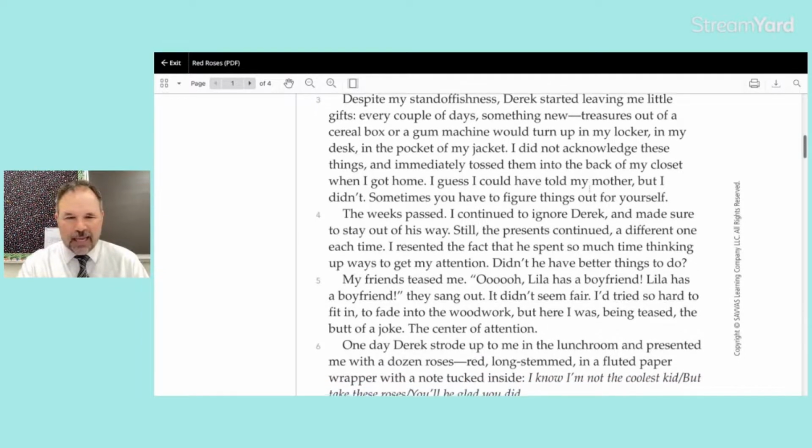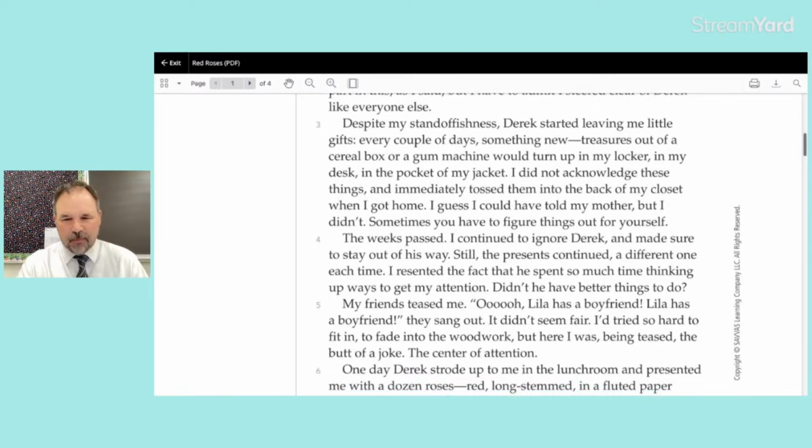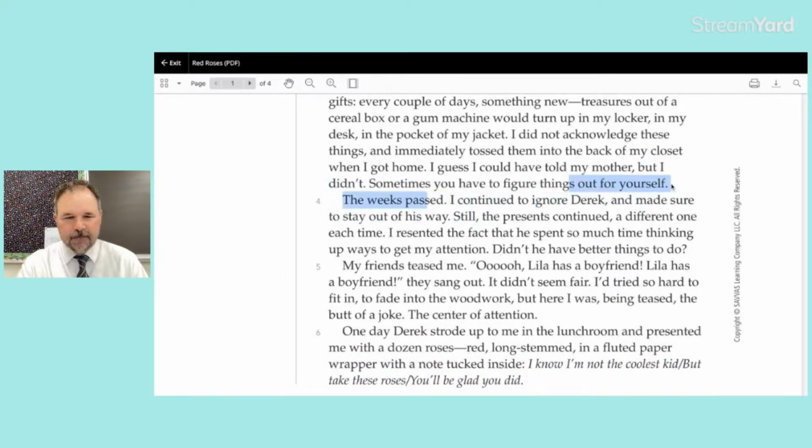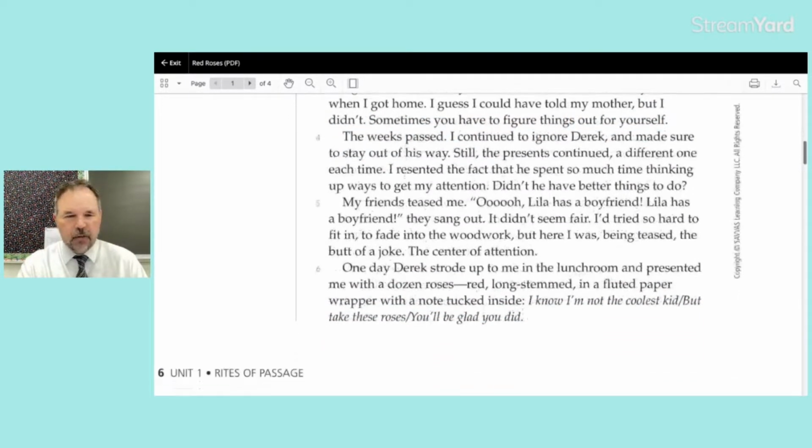All right, but I like that line right there. Just sometimes you've got to figure it out for yourself, right? And it works. It works better if you figure it out yourself rather than being always told.